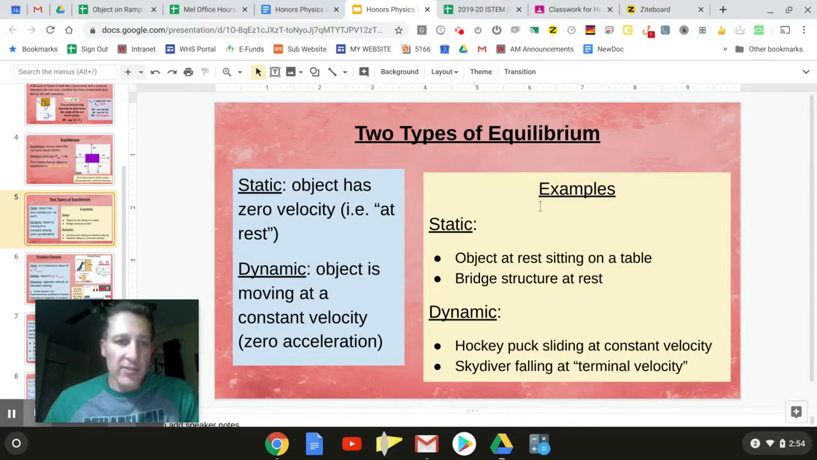Some examples of static equilibrium: simply an object resting on a table, a bridge structure that's at rest, remaining at rest. Some examples of dynamic equilibrium, though: a hockey puck sliding along ice at a constant velocity, or a skydiver falling at terminal velocity, meaning that the skydiver no longer is picking up speed as it falls, right? This occurs when the air resistance force cancels out the force of gravity tugging the skydiver downward.